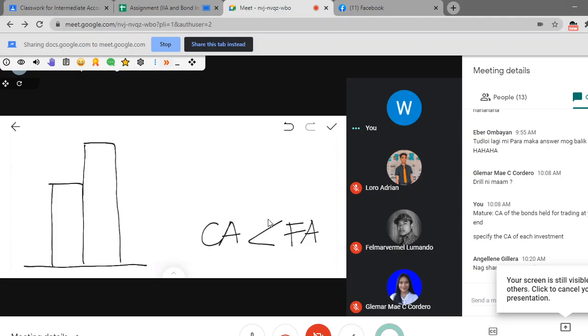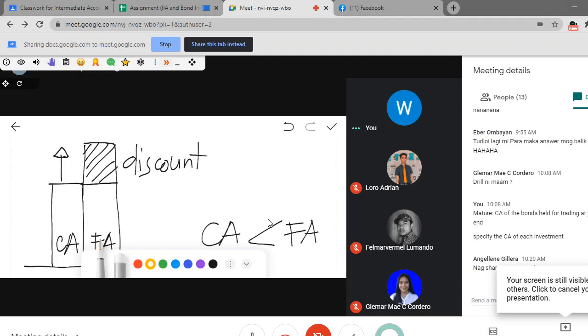Ayan. This is carrying amount. This is face amount. Unsa ganito ang goal? Goal nato si face amount. So, dapat musaka ta para atong maabot ang face amount. The difference of this is what we call the discount. And this discount is actually a gain. Kung loss tong isa, kani gain.